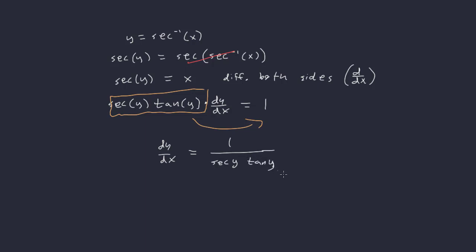Now, we run into the same problem. I don't want y's in my final answer. That's not very useful. The secant y part, that's not bad. We could just replace that right now with an x. So I could just say, the secant y becomes x, but we still have that tangent y that we need to deal with. And that's where our reference triangle is going to come in. So here we'll use a reference triangle.